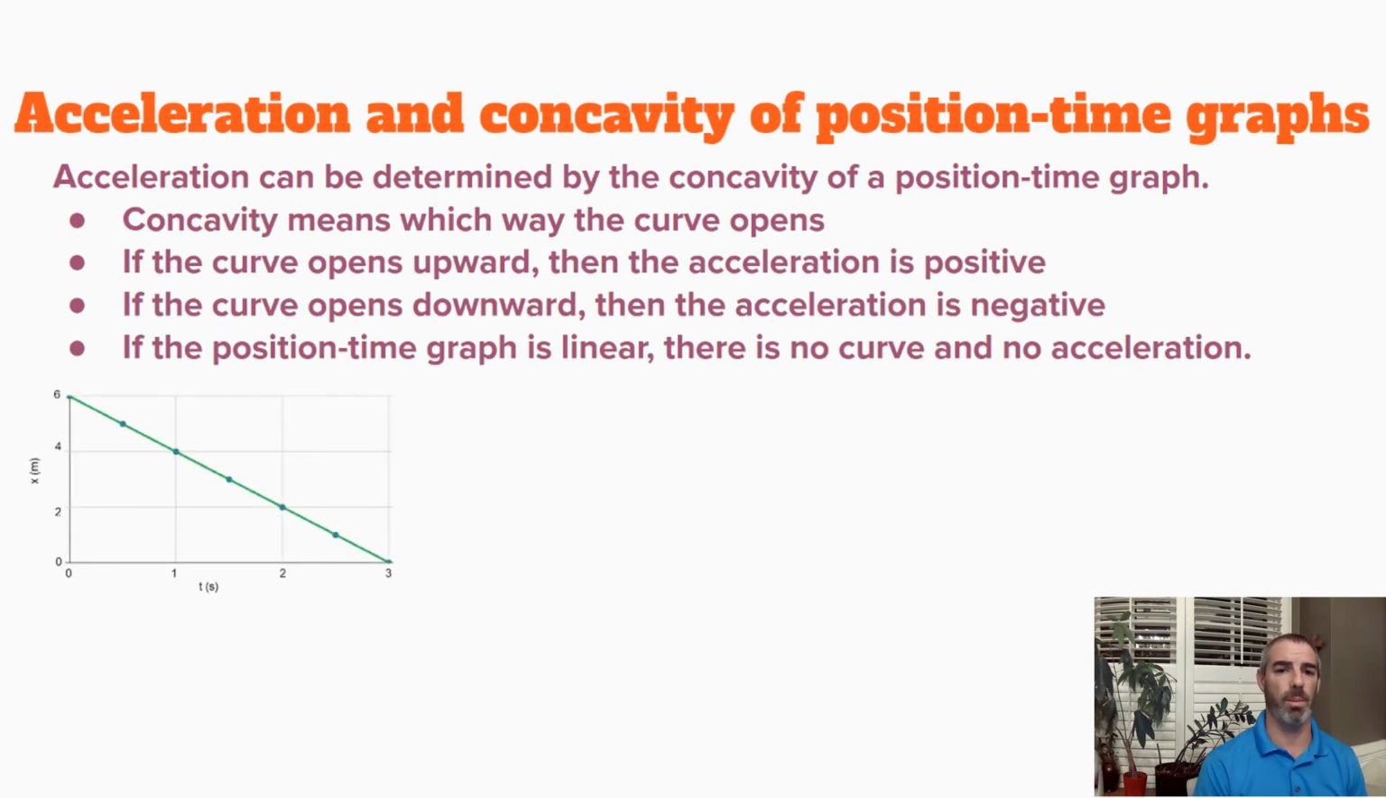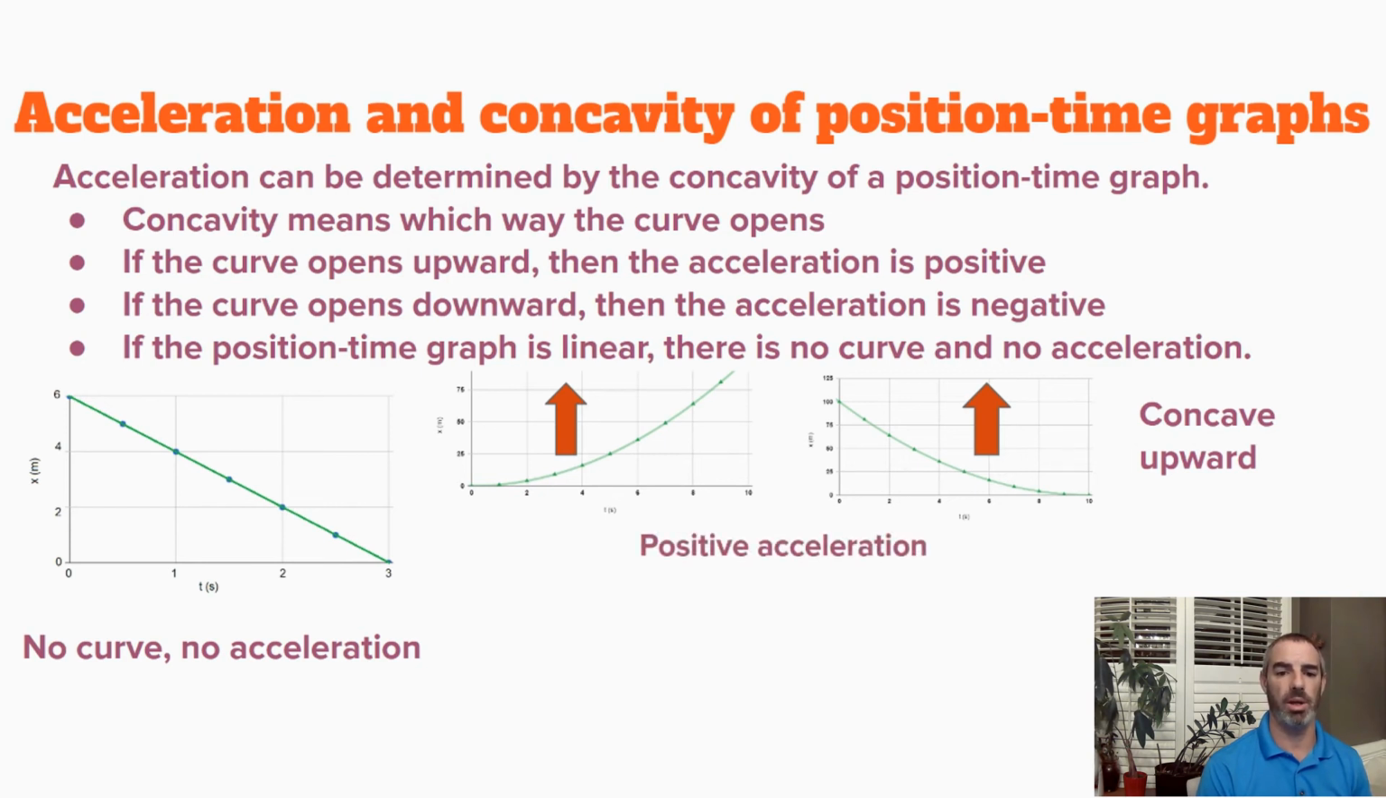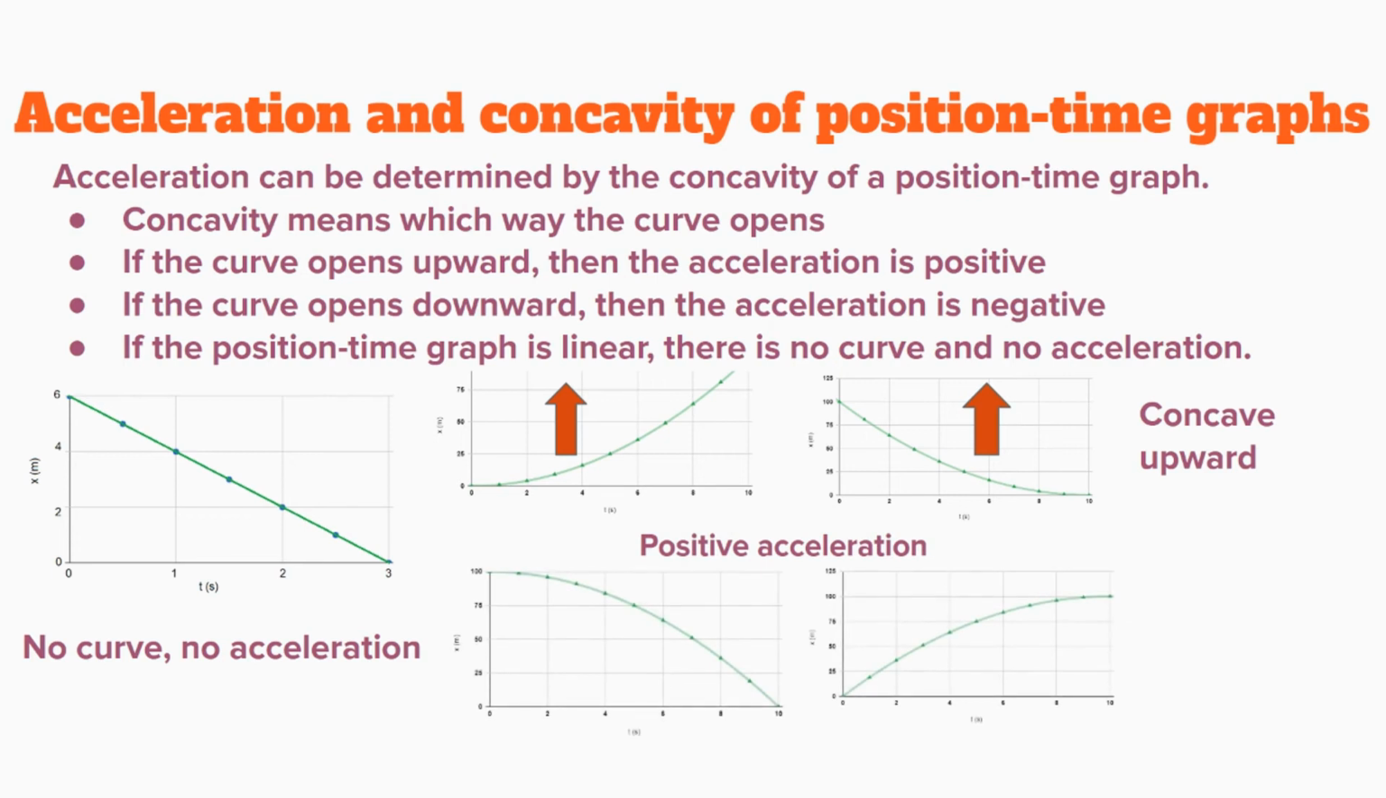So if we look at a position time graph, we can see that the position changes from 6 to 0 over 3 seconds, but it's a straight line graph, which means that there's no curve, which means no acceleration in this situation. So if we look at these two curves, we can see the concavity. If we continue that curve, the curves are concave upward. So that means they're opening upward towards the top of the page. This tells us that we have a positive acceleration. These two curves, we can see, are concave downward. They're opening down towards the bottom of the page, which means that they show a negative acceleration.